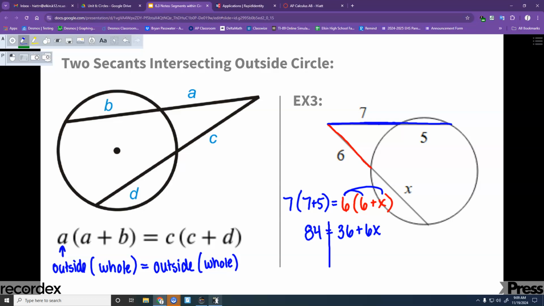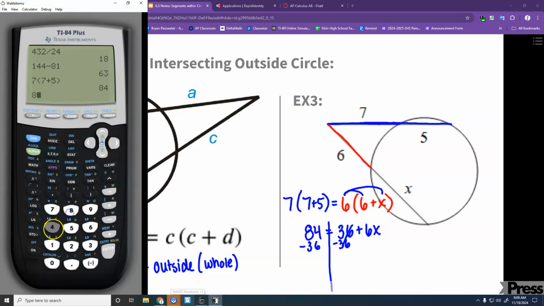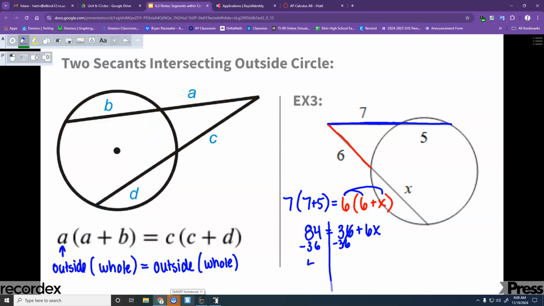Scarlett, how do we finish solving that one? Good. And so 84 minus 36 is going to give us 48 equals 6x. And then what would the last step be, Scarlett? Divide by 6. And when we do that, we will get x equals 8 for that.